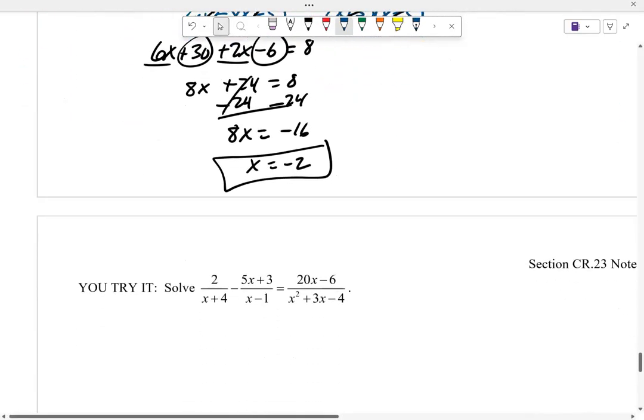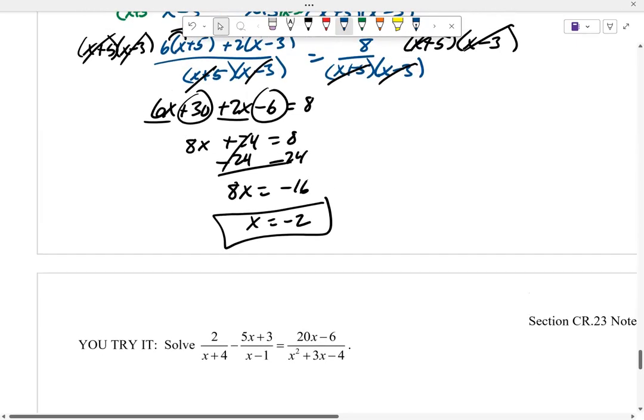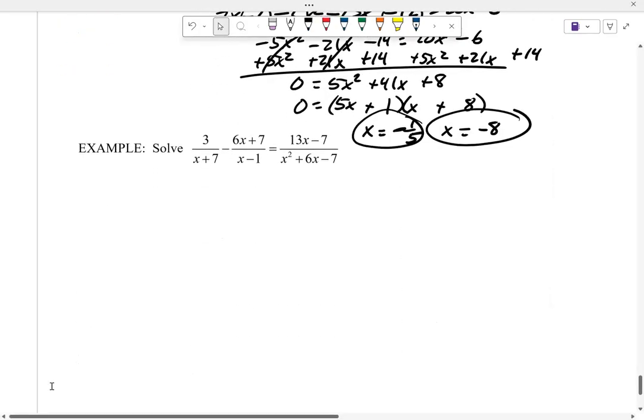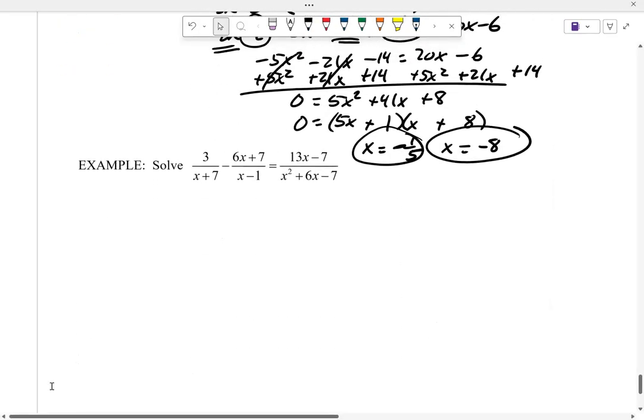Next one is we've got a U-try problem. If you want to pause the video, that'd be great. You should end up with a negative 1/5 and negative 8 on that one. Negative 4 and 1 could not have been a solution on this one. And let's look at our last one here.